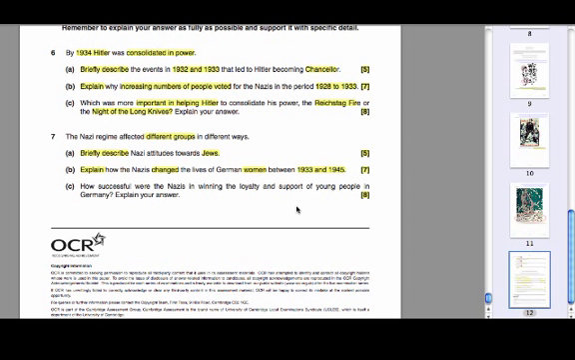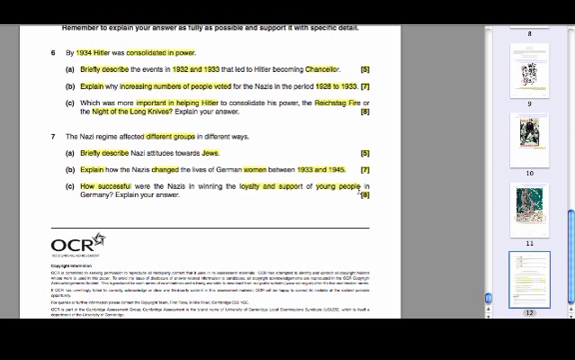How successful were the Nazis in winning the loyalty and support of young people in Germany? Explain your answer. So, like previous questions, it's not always straight away obvious where the comparison comes, but we're looking here at how successful. So they either were successful, and here's some examples, or they weren't successful, and here's some other examples. So let's just have a little look at what the other keywords in the question are. Loyalty and support, and young people.